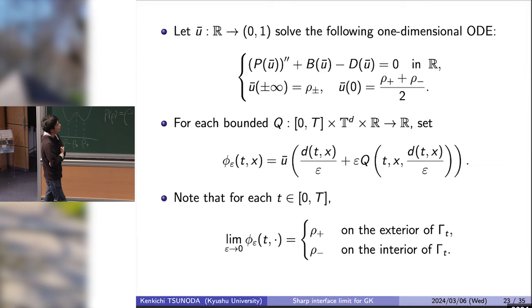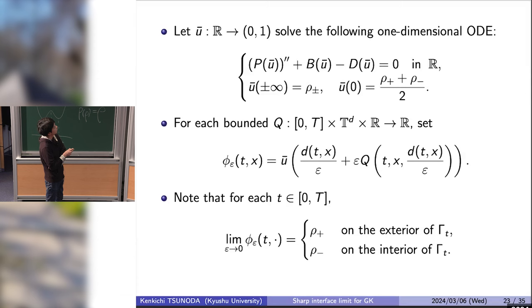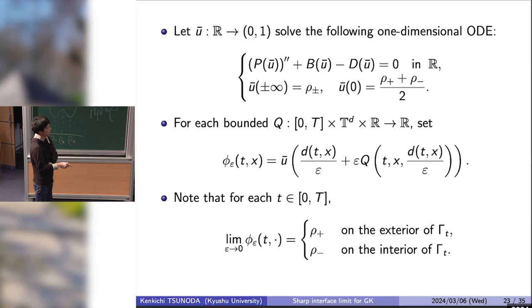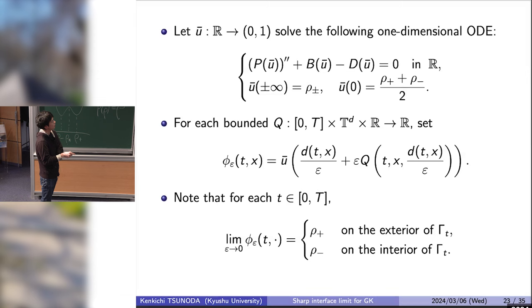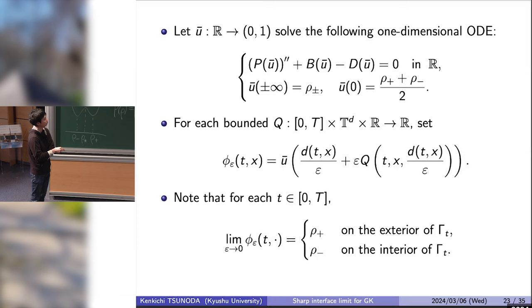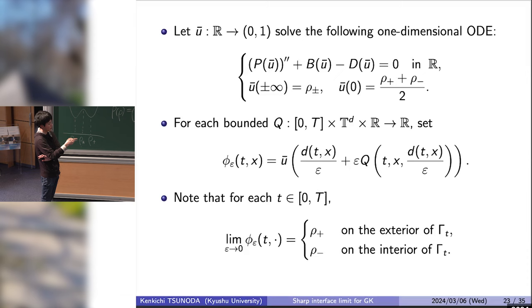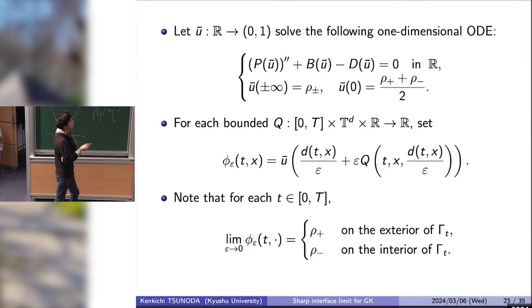For this purpose, we consider this ordinary differential equation, which is nothing but the stationary equation for the evolution equation. So this is our reaction diffusion equation, with epsilon equal to 1. And we denote its solution with these boundary conditions. Clearly, this solution is shift invariant, so we need to specify the values at infinity and at some point. So we take this one, which uniquely exists.